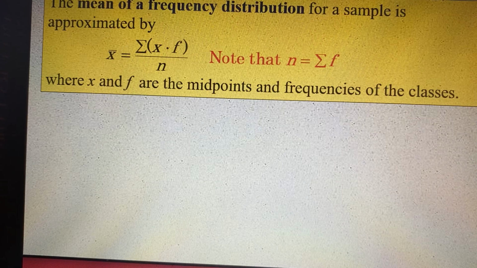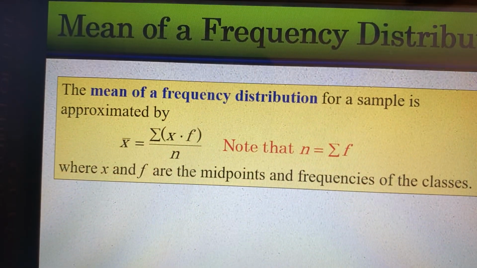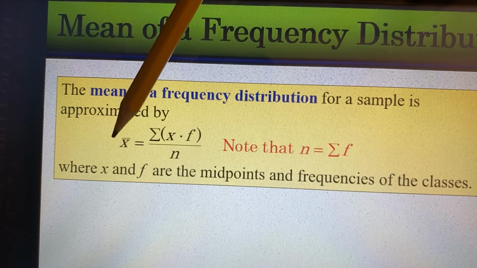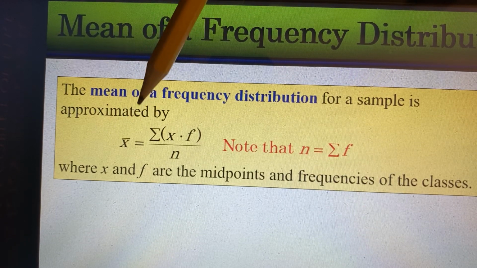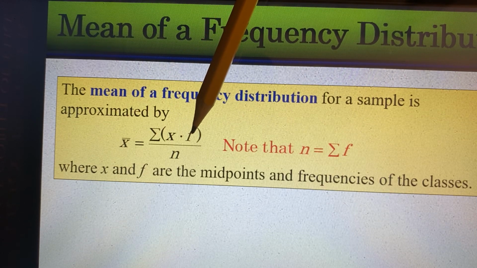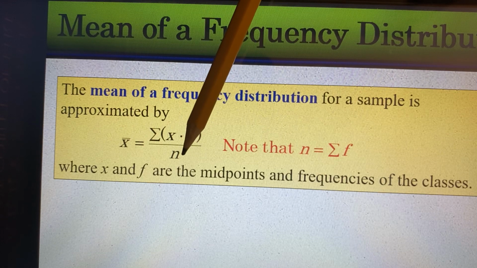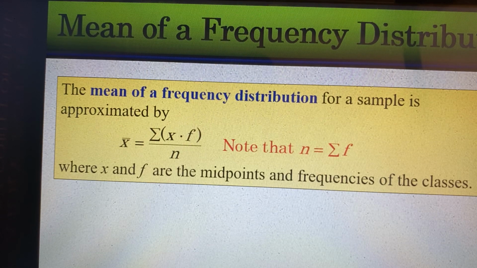The mean of a frequency distribution for a sample is approximated by this formula. Okay, so we have another type of mean, and this is a mean of a frequency distribution. We've got x bar, our sample mean. We're going to calculate that by doing our x's, each data entry times its frequency, which is f. Once you get all of those products, you'll add them up and divide by the number of terms in your sample, which is lowercase n.